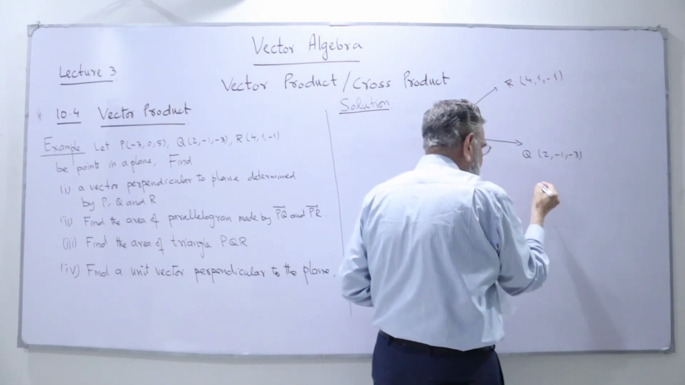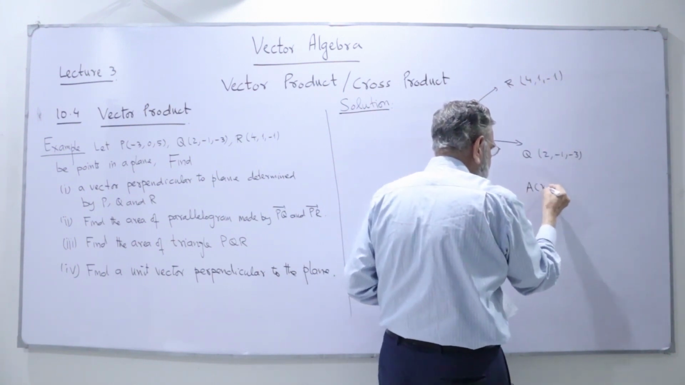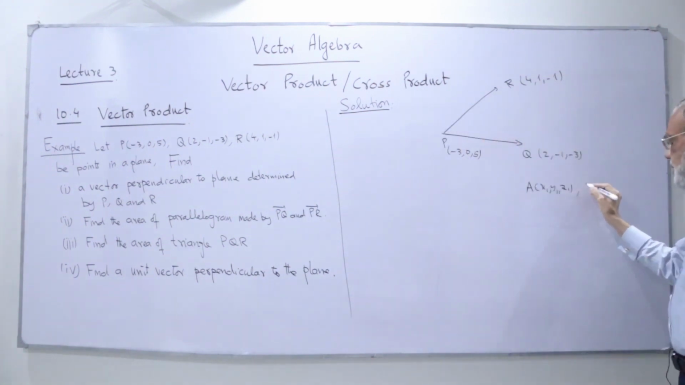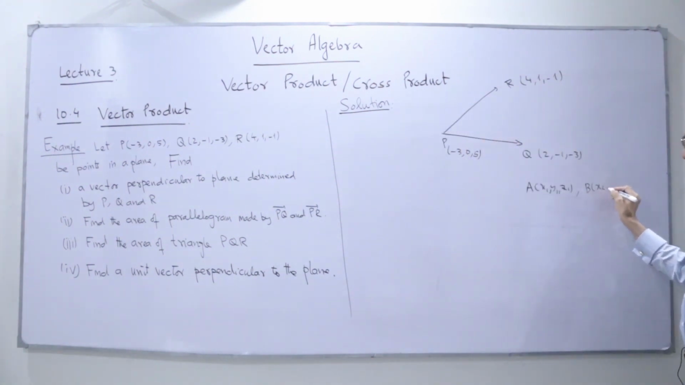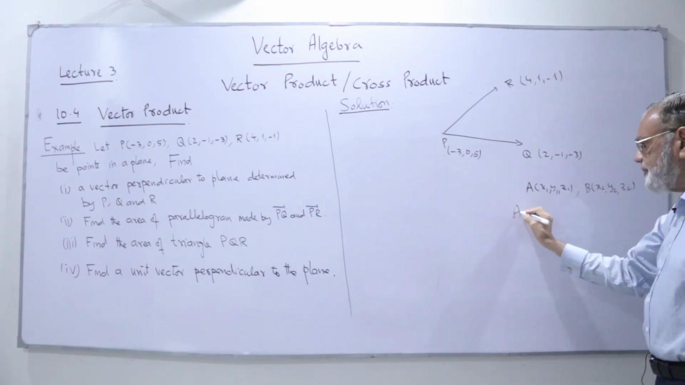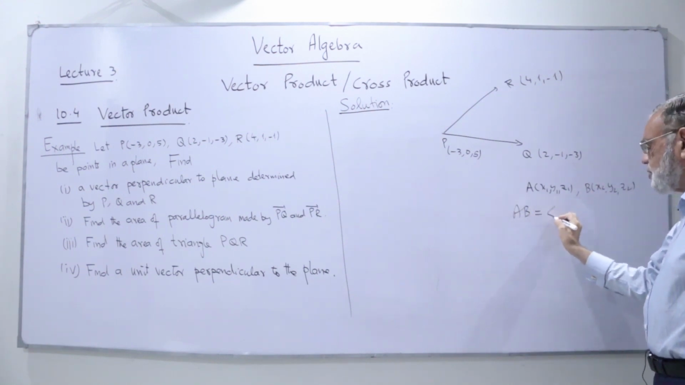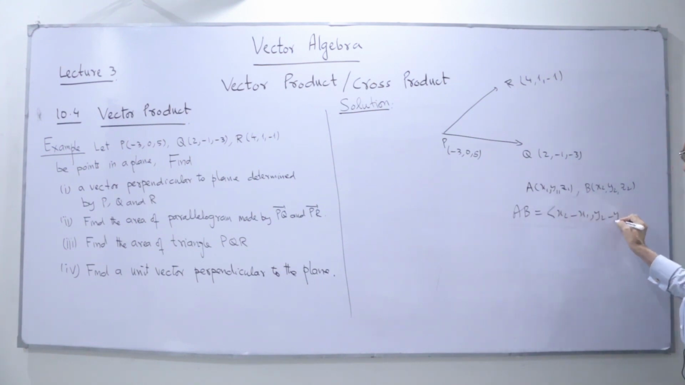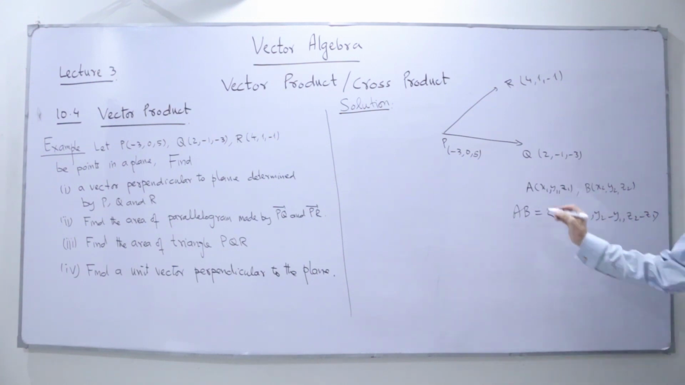I have told you before, if we have point A, this x1, y1, z1, and we're having here point B, point B is x2, y2, and z2. I want to write the vector AB. Vector AB is equal to x2 minus x1, y2 minus y1, and z2 minus z1. Don't forget this definition of the vector AB. We'll apply this definition and find two vectors PQ and PR.